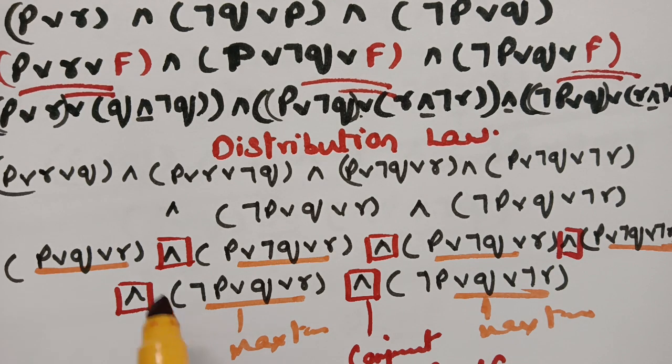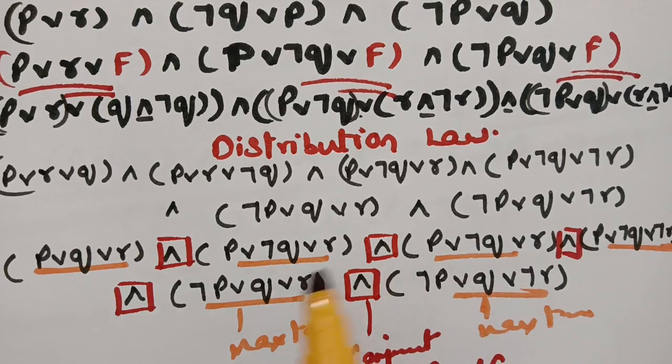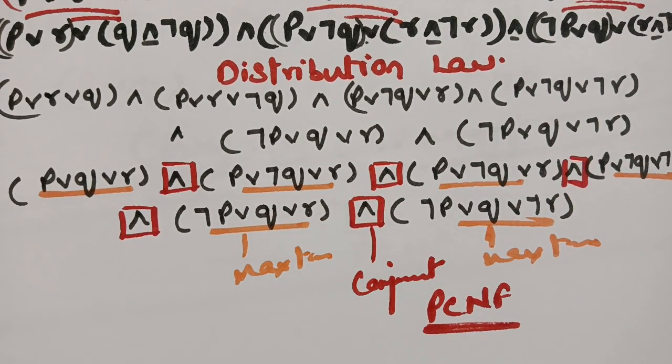So in our case, there is a conjunction, and these are all the max terms. In between, they are all the max terms. Therefore, this is principal conjunctive normal form.